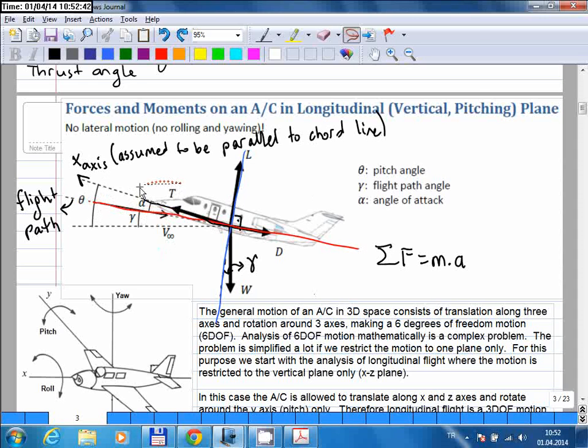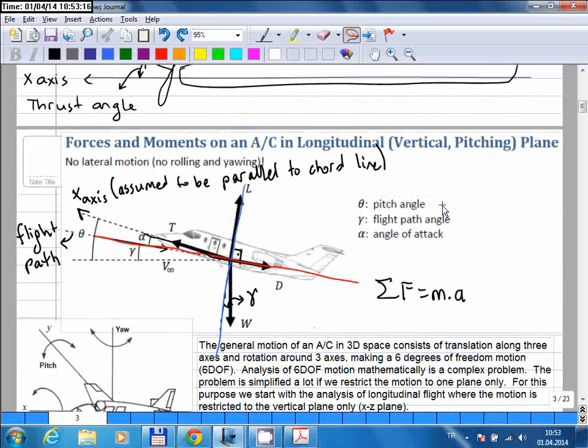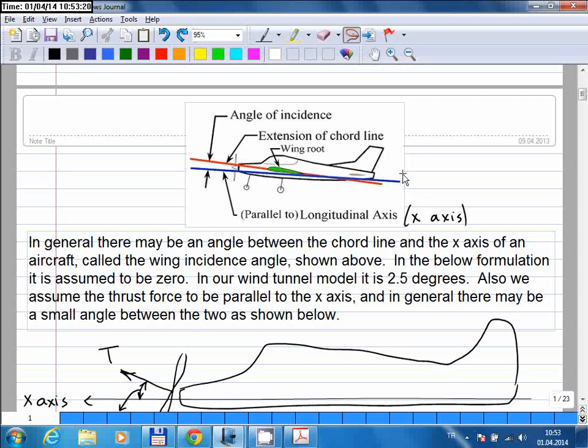And the orientation of the aircraft with respect to the Earth is described with its pitch angle. So this axis is the longitudinal axis of the aircraft, the x-axis. And the angle between the x-axis and the horizontal is the pitch angle, which is the theta angle here. So in this diagram, we already started making assumptions, and the assumption is that the x-axis is parallel to the chord line, which doesn't have to be the case always. If you refer here, normally there can be a small angle between the chord line and the x-axis of the airplane. So the blue line here is the x-axis.